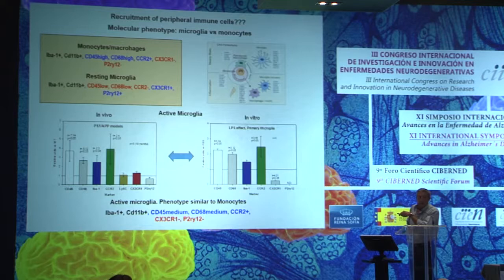LPS indeed increased the activation of the microglial cells in vitro, and this active primary microglia also overexpress CD45, CD68, CCR2, and decreased the expression of the specific markers from microglia. Therefore, we have absolutely no evidence for the recruitment of monocytes from the periphery into the cerebral parenchyma.